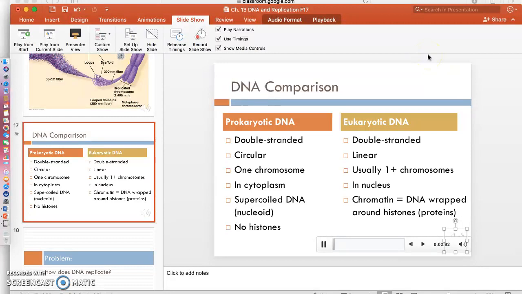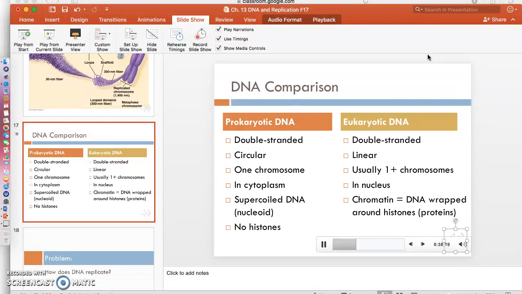So we have a summary of how DNA can vary from a prokaryotic cell, like bacteria, versus a eukaryotic cell, such as animals and plants have. So first, prokaryotic DNA is always double-stranded, the same for our DNA as well. Prokaryotic DNA is circular, and our DNA is linear.